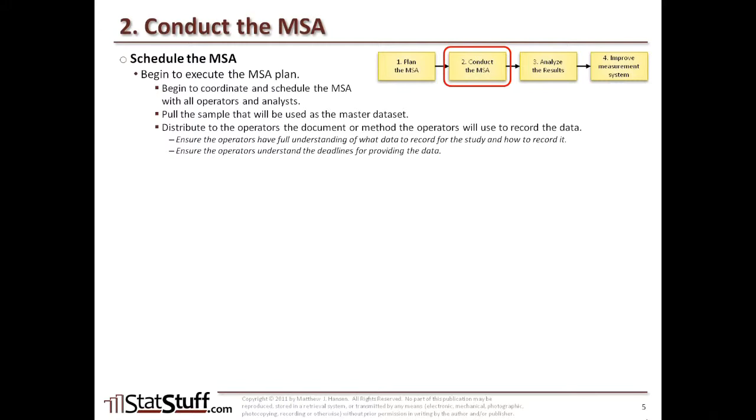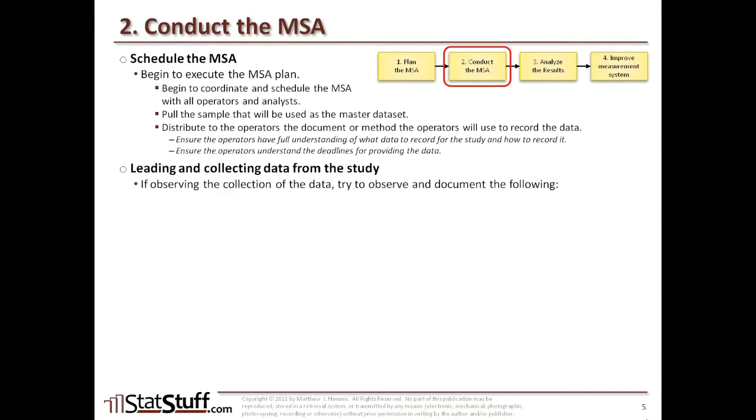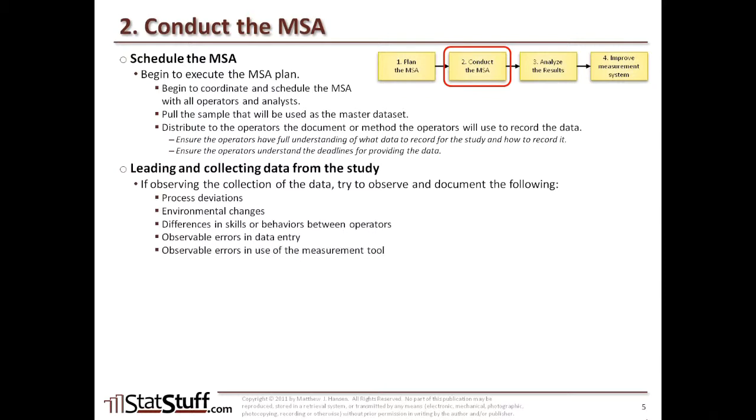The next step you want to follow in conducting the MSA is to actually go ahead and lead and collect the data from the study itself. This is where you begin it. Now, if you're observing the collection of the data from the operators, then try to observe and document some additional things along the way, such as any process deviations that you happen to observe or any environmental changes that occur along the way. Also, any differences in the skills or behaviors you might observe between the operators that are involved, or any observable errors in data entry, or any observable errors in the use of the measurement tool itself.